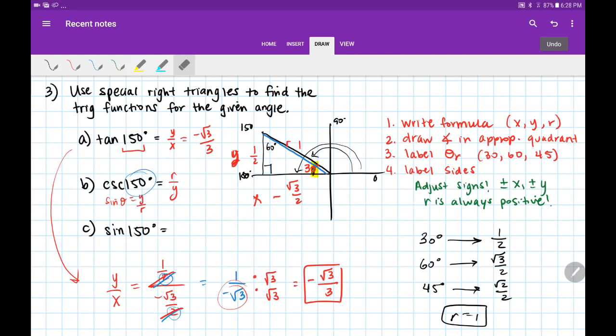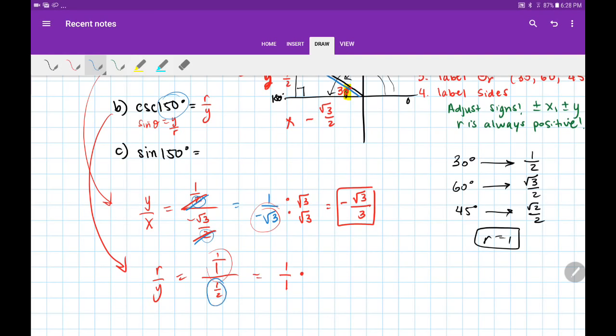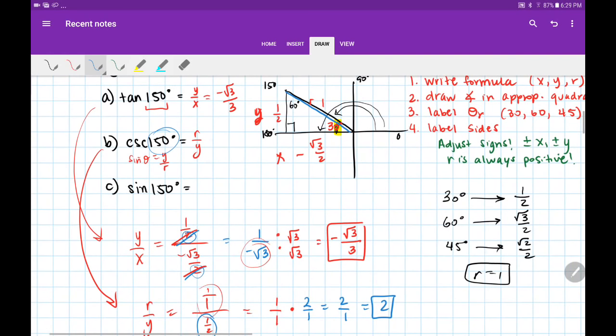Okay, I'm going to show the work down here one more time because we got a little bit of work to do. If r is 1 and then y is 1/2, I'm going to do the same drop, switch, flip. I'll set this as a fraction, 1 over 1. So this is the same as 1 over 1 times the reciprocal of the denominator, which is 2 over 1. And I'll see my answer is just 2. Positive 2.